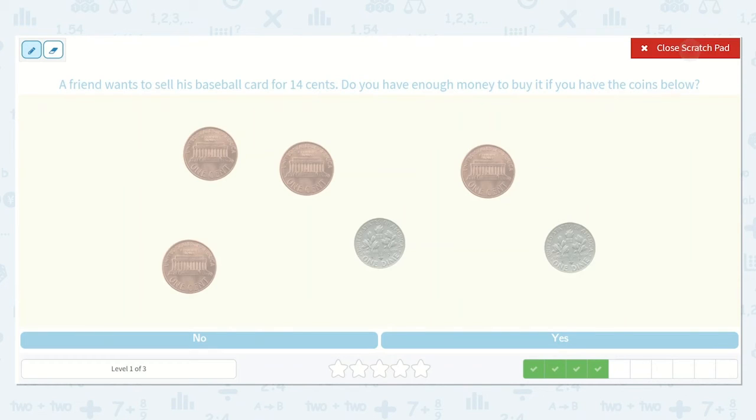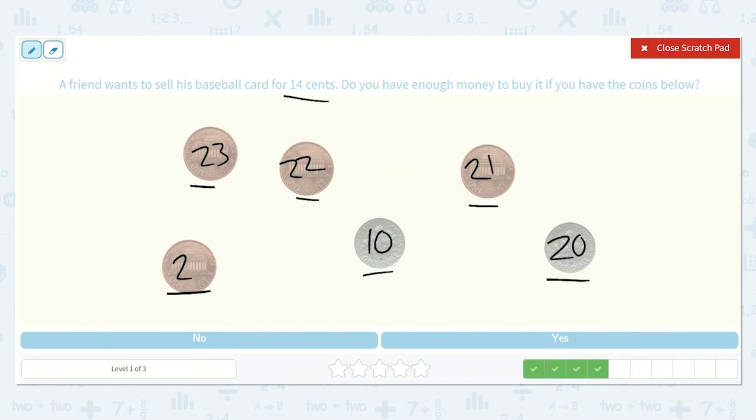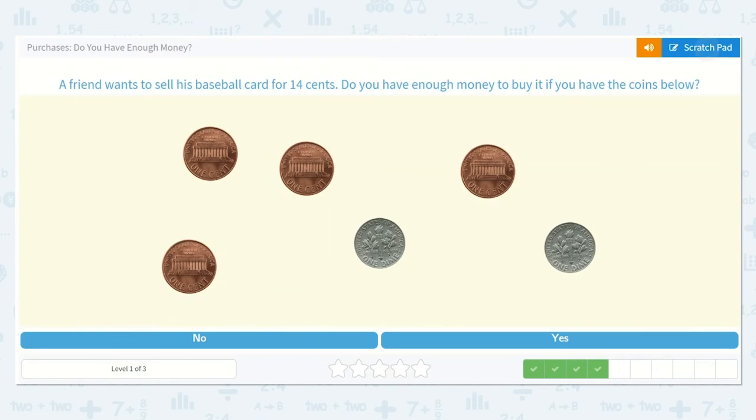Now we have a friend who wants to sell his baseball cards for 14 cents. Do you have enough money to buy it if you have the coins below? Well, let's start with our dimes. I see that we have 2 dimes, so we will count by 10s for these. 10, 20, great. Now we can count by 1s 4 times. So 21, 22, 23, 24. Wonderful. So if he wants to sell them for 14 cents, would we have enough to buy them if we have 24 cents? Absolutely, that is more than 14.